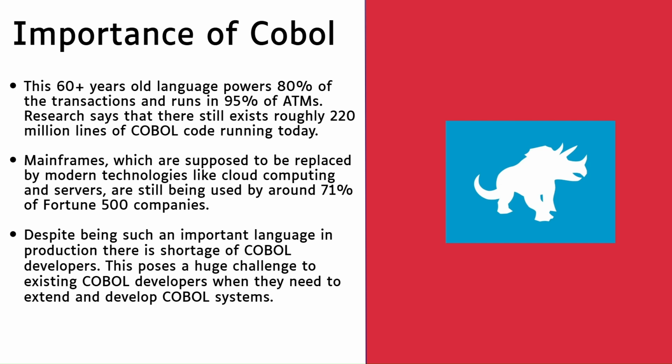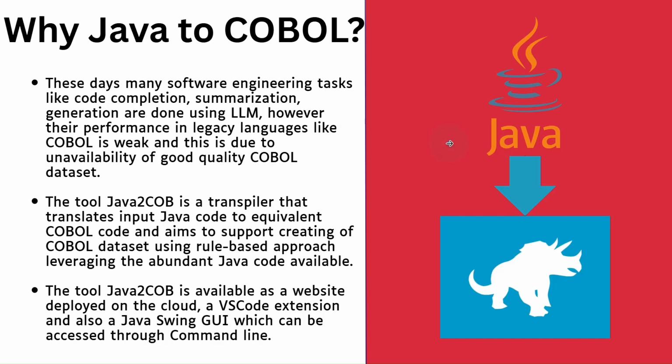Mainframes, which are supposed to be replaced by cutting edge technologies like cloud computing and servers, are still being used by 71% of Fortune 500 companies. And COBOL is the one which backs these mainframes. Despite being such an important language, COBOL faces shortage of developers due to retirement of old generation COBOL developers, and the new generation developer doesn't show much interest in that. So this poses a huge challenge for the COBOL developers to extend and develop COBOL systems.